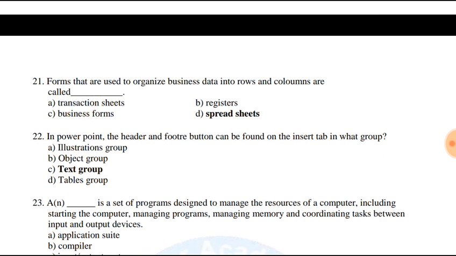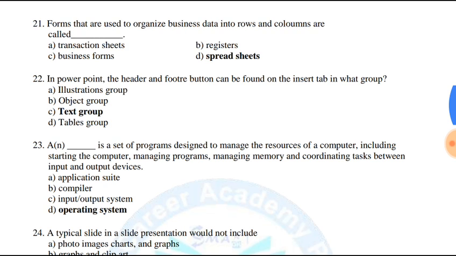The 21st question is, forms that are used to organize business data into rows and columns are known as spreadsheets. The next one is, in PowerPoint, the header and footer button can be found on the Insert tab in what group? In Text group. An operating system is a set of programs designed to manage the resources of a computer, including starting the computer, managing programs, managing memory, and coordinating tasks between input and output devices.